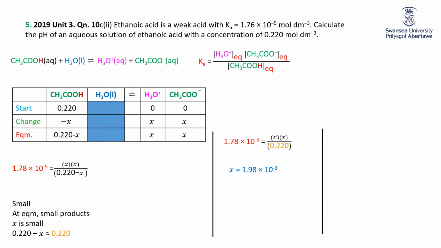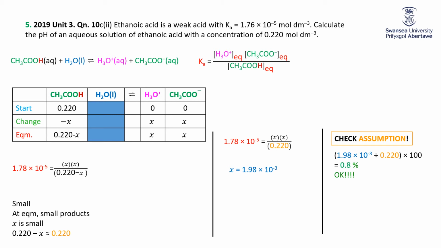Now at this point we should check our assumption. The way that I like to check it, and there are several ways to do it, but this is the one I think works the most consistently, is we just say, what was our error in ignoring x? The way you do that is you take the value of x that you've said is small, you divide it by the number that you've said is big by comparison, multiply by 100, and that effectively gives you the percent error associated with this assumption. As long as it's less than 5%, we're going to be okay.